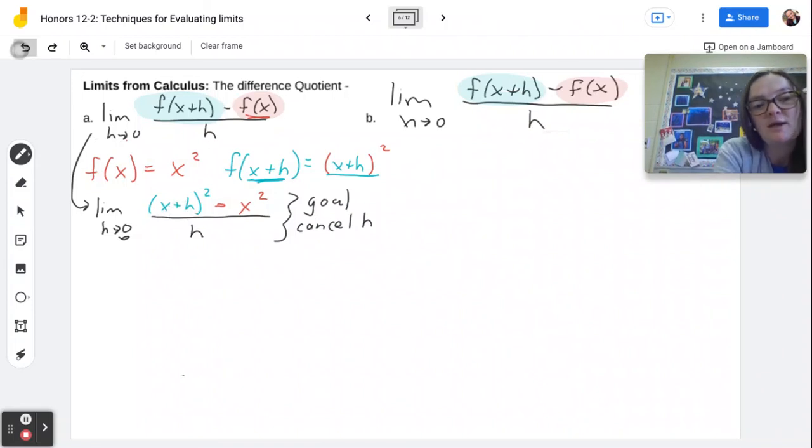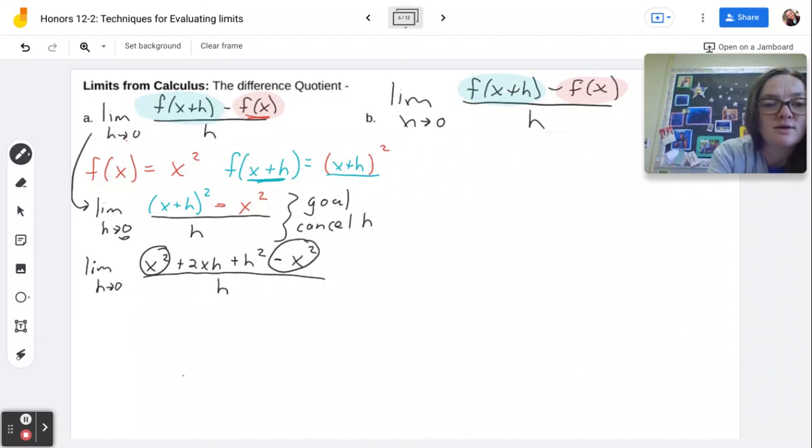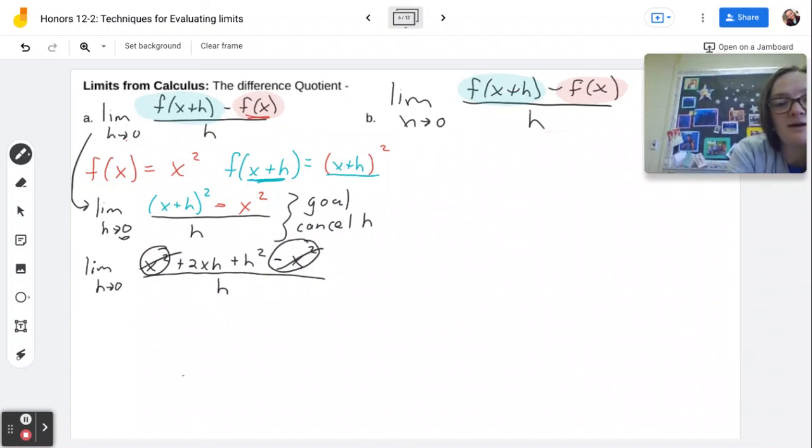First thing I'm going to do is expand x plus h quantity squared. That is a perfect square trinomial, which means that it's automatically going to FOIL to this: x squared plus 2xh plus h squared. If I had a plus b squared, it's always a squared plus 2ab plus b squared. And then we'll say minus x squared all over h. Our goal is to see what we can cancel. Notice how x squared and negative x squared cancel, and so now we're left with 2xh plus h squared.